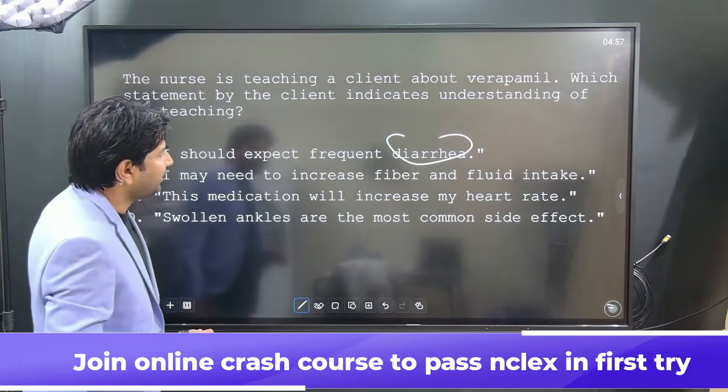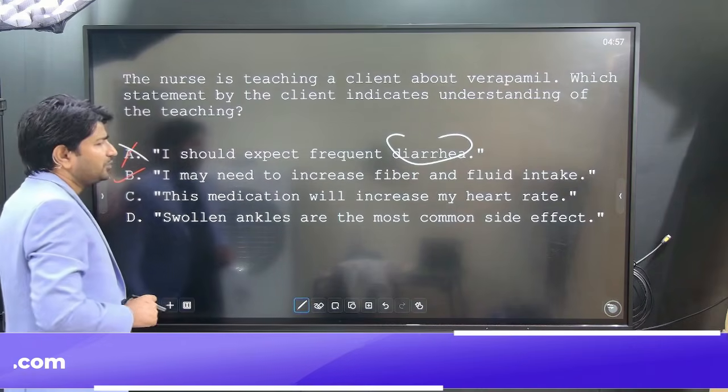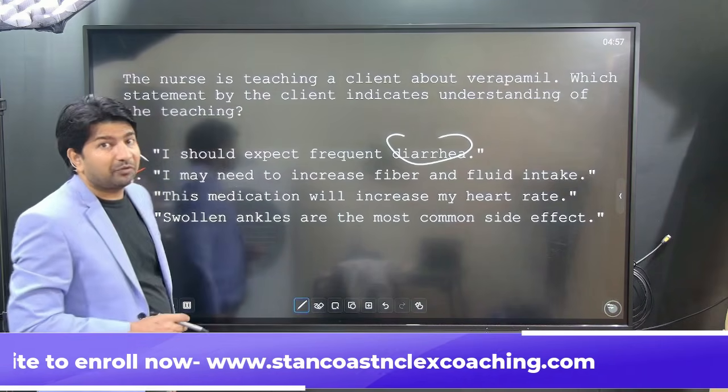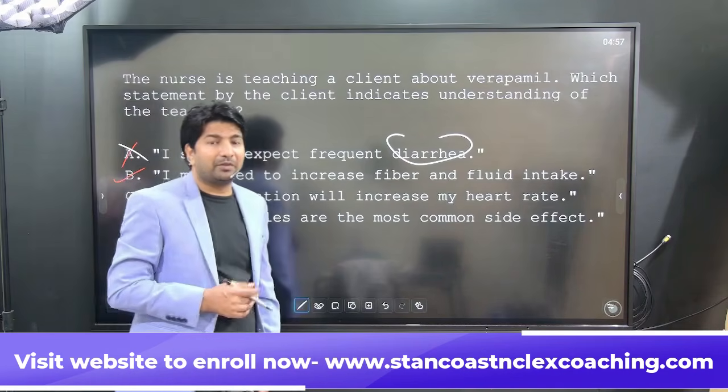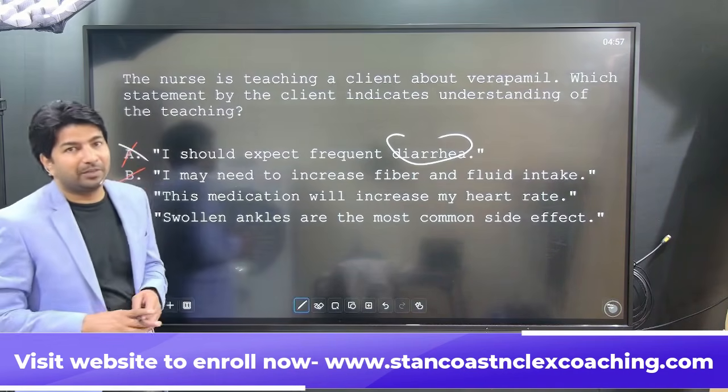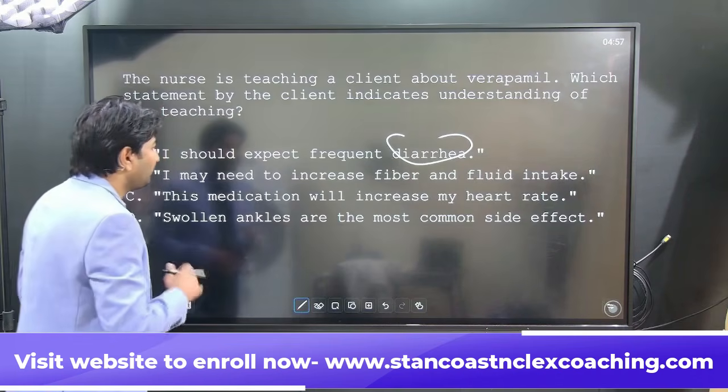"This medication will increase my heart rate." As we know, calcium channel blockers are negative chronotropes. It means they reduce the activity of the SA node, so the heart rate will be reduced. No, it will not increase.